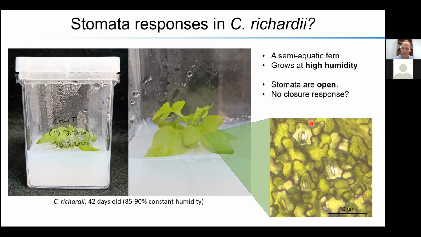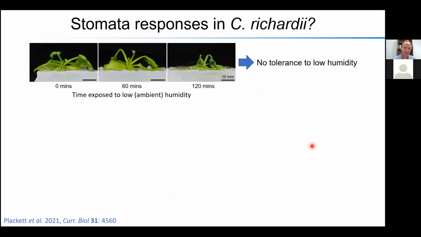So what we observed is that the stomata always seemed to be open. And so we weren't sure whether there was going to be a stomata response. And sure enough, if you take those plants out of their nice humid environment and just put them at ambient humidity, which is much lower, over the course of 2 hours, they steadily collapse and die. They have absolutely no tolerance to low humidity.